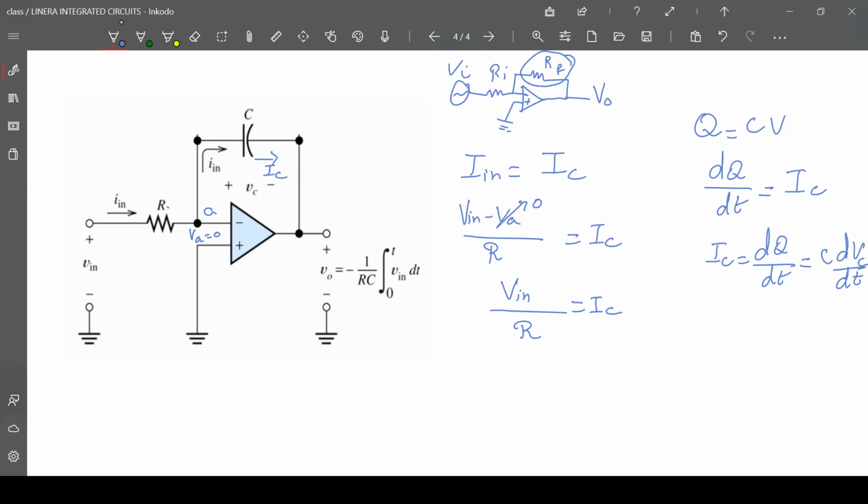So if you substitute that equation here, the equation will become V in by R is equal to C into dVC by dt. Here, if you see the capacitor voltage VC, and this is V0. The corresponding capacitor voltage can be represented as VC is equal to VA minus V out. That is the capacitor voltage. We can consider from this node to this node. VA will be 0, so 0 minus V out. So the capacitor voltage can be represented as minus V out.